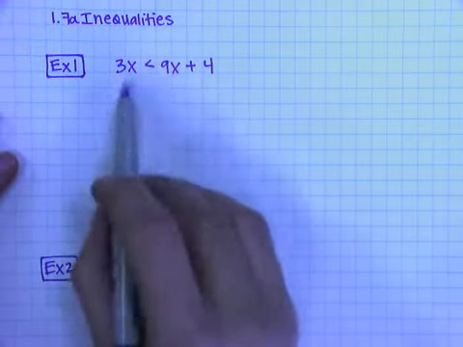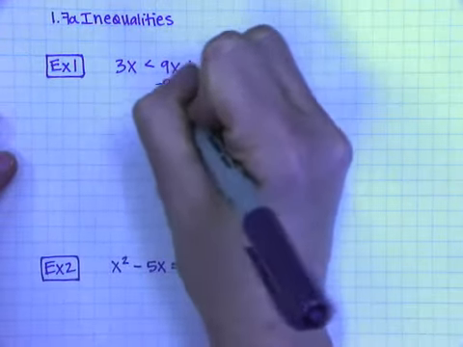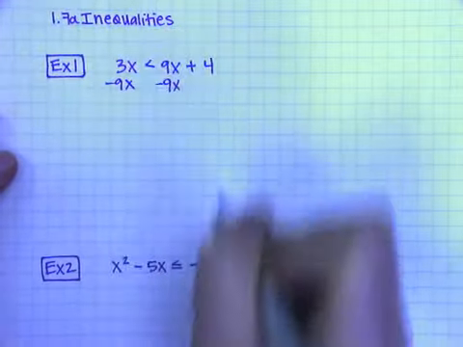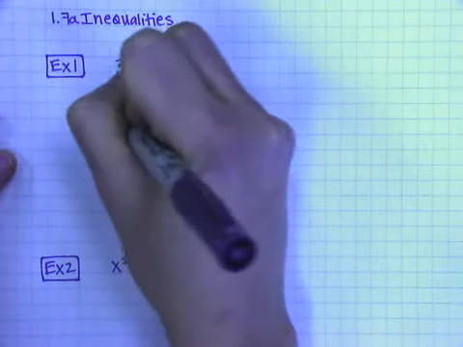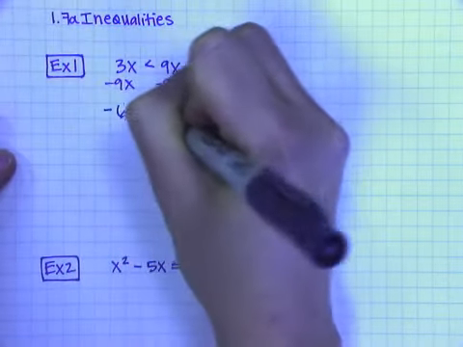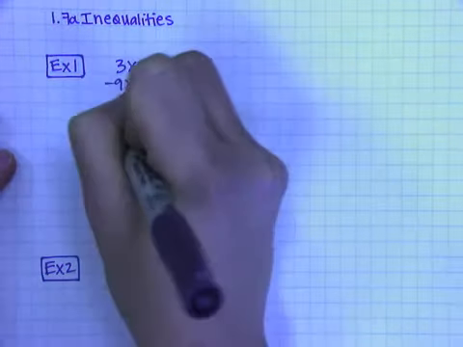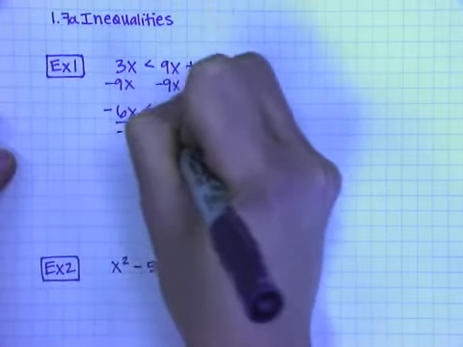So if I want to move the variables over to the left, I'm going to take away 9x from both sides. Subtract 9x from both sides. I get a negative 6x is less than 4. And then I'm going to divide by negative 6.